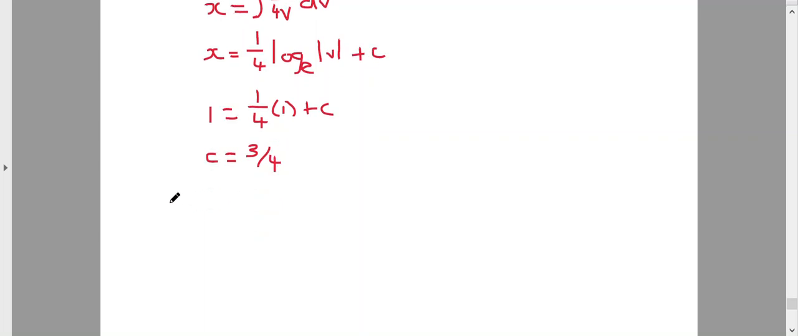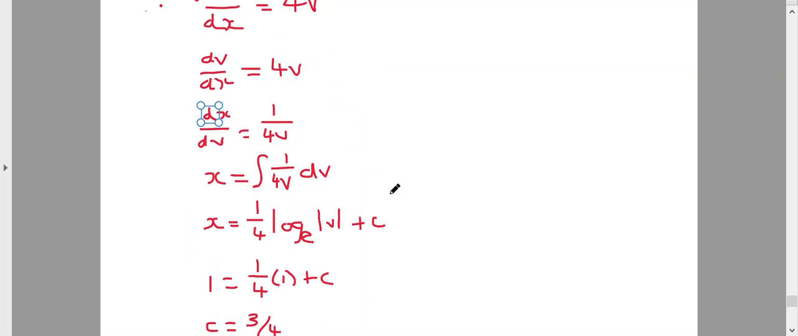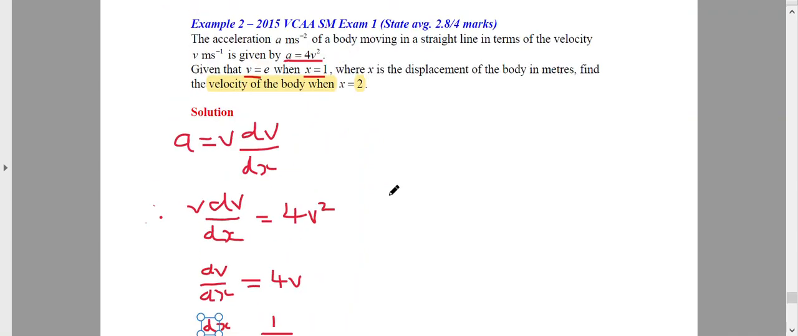Okay, now I write my differential equation. So I go back up here where I had the plus c. I substitute the new value of c in here. So x equals 1/4 log e of the absolute value of v plus 3/4. Okay, so that's an expression for x in terms of v. The question is asking, what's the velocity of the body when x equals 2?